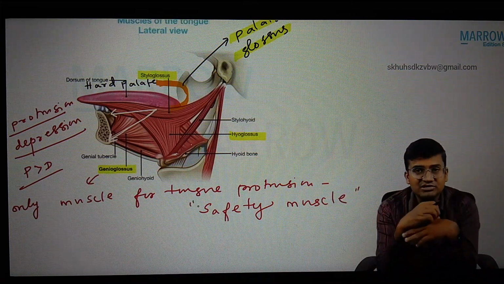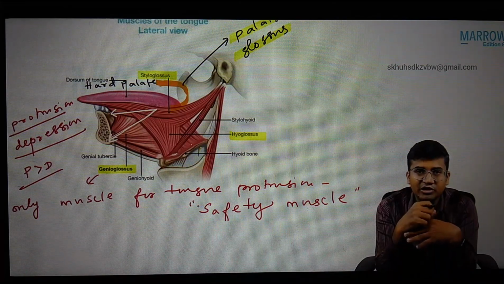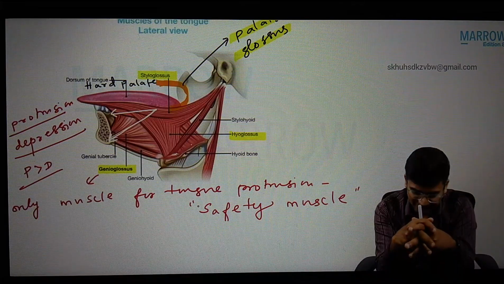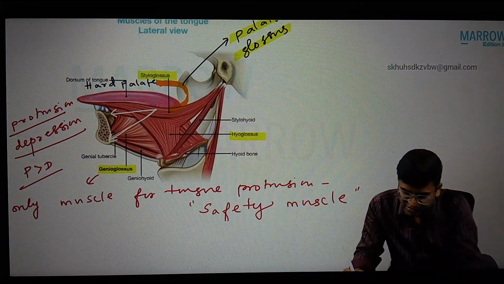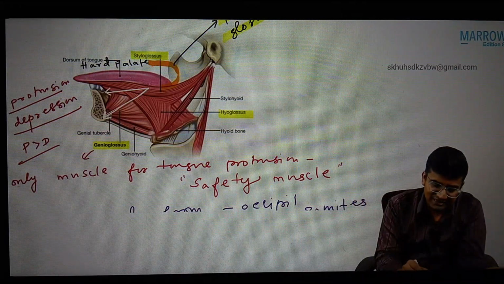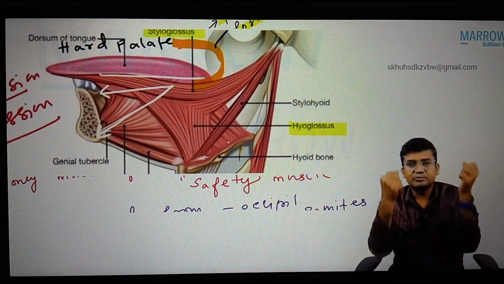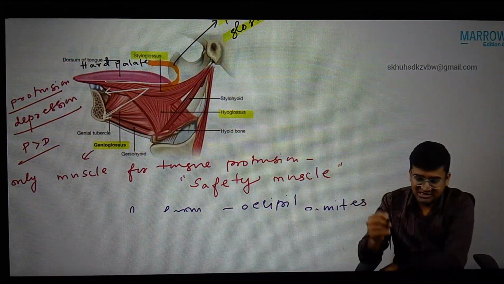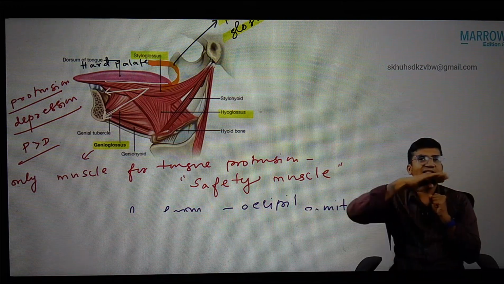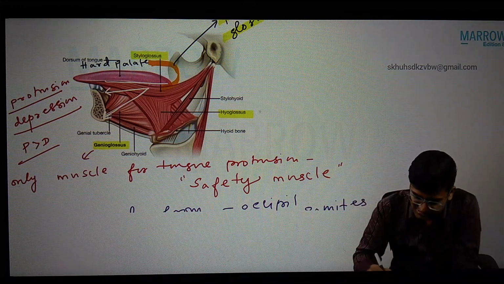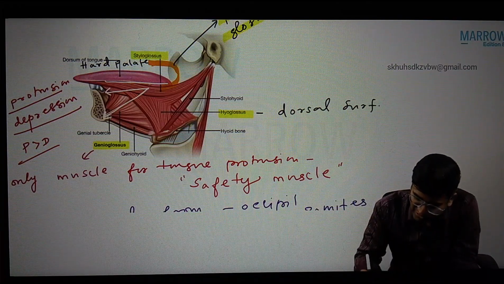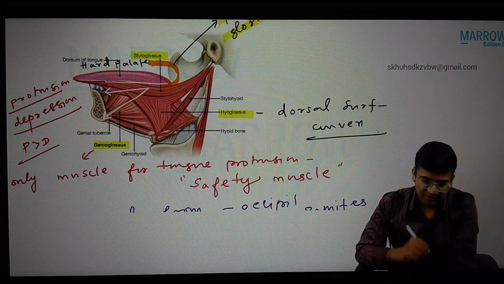Now in the larynx, we have the safety muscle of the larynx, that is the posterior cricoarytenoid muscle. In the tongue, the safety muscle is the genioglossus muscle. Next one, the hyoglossus muscle. The hyoglossus muscle is attached to the side of the tongue. So it pulls the side of the tongue and makes the dorsal surface convex. So the hyoglossus muscle makes the dorsal surface a convex one.